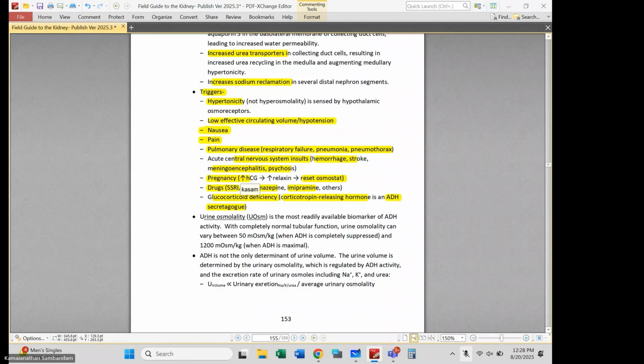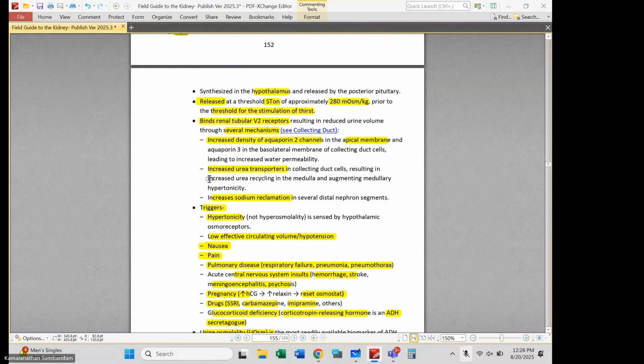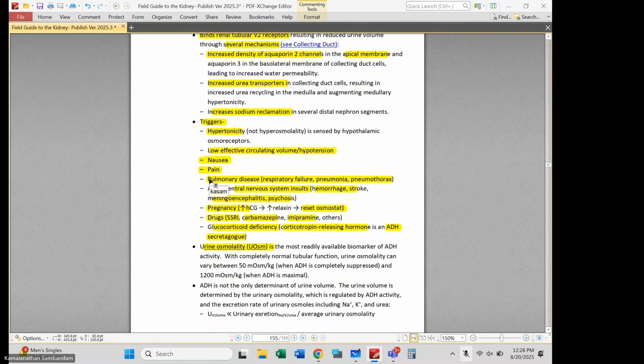Okay? All right. Urine osmolality, okay, we're still under the heading of ADH. We're fleshing out the effect of ADH.